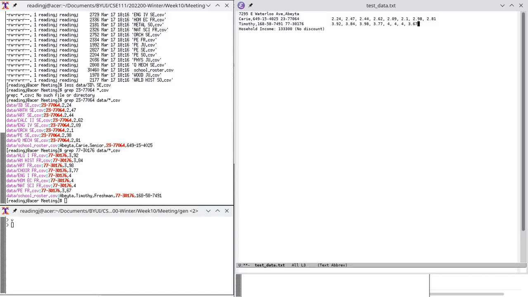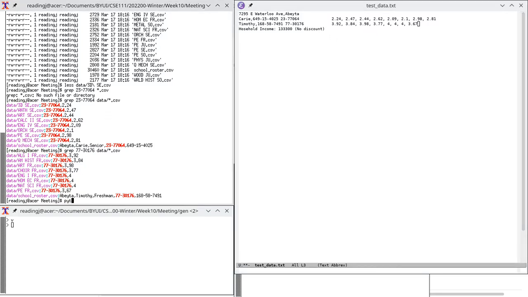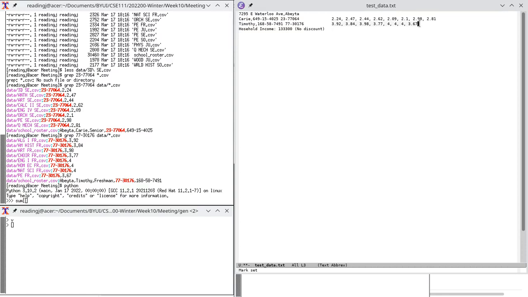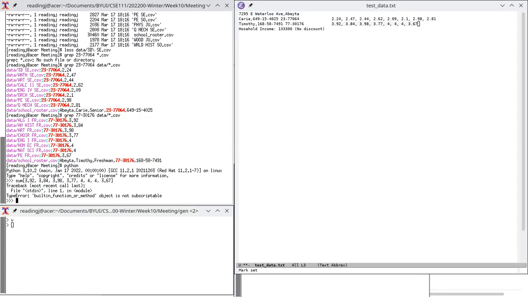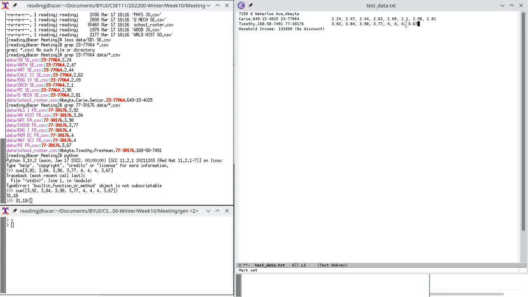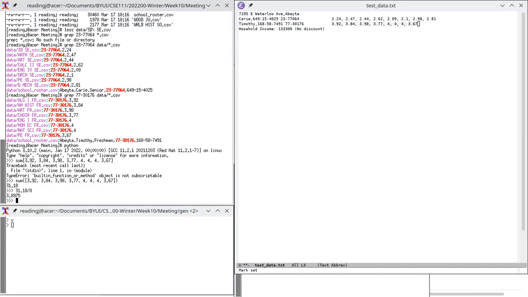So we can guess that his GPA is going to be above 3 because he doesn't have any grades below 3. So we'll just bring up Python really quickly here, and we'll say sum, and we'll just grab all of those. These computers are so picky. Okay, so 31.18, and we can do 31.18 divided by how many classes does he have? 1, 2, 3, 4, 5, 6, 7, 8. And so his grade point average is 3.8975.